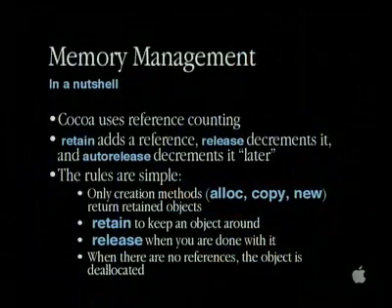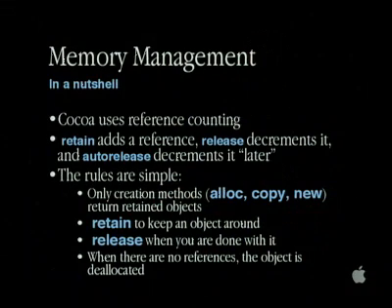When it comes to memory management, Cocoa and Objective-C use reference counting. And there are 3 main messages that you want to pay attention to. Retain adds a reference to an object. Release decrements it. And auto-release decrements it later for some definition of later. And the rules are really quite simple. By convention, only creation methods like alloc return retained objects. That is, objects with a retain count of 1. You can assume that all other methods will return objects that have not been retained.